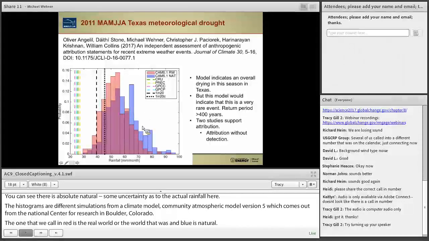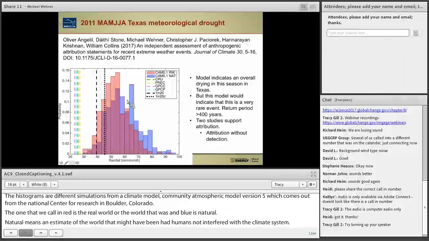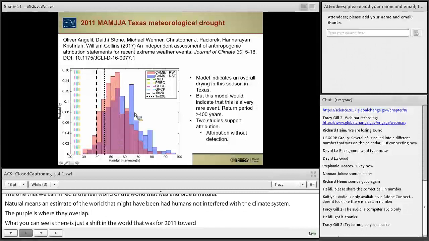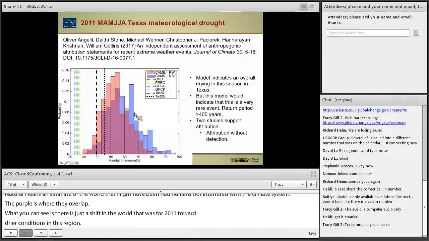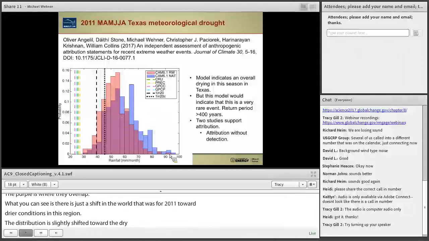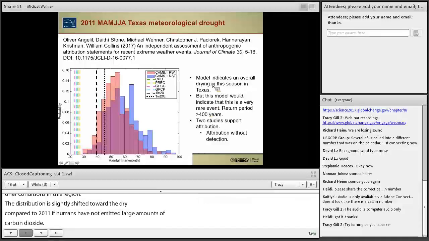And what you can see is that there's a shift in the world that was for a simulation of 2011 towards drier conditions in this region. And so the distribution is slightly shifted towards the dry compared to 2011 if humans hadn't emitted large amounts of carbon dioxide. And so we conclude from this model that there's a statistically significant drying in the region, and so there is human influence on the drought.